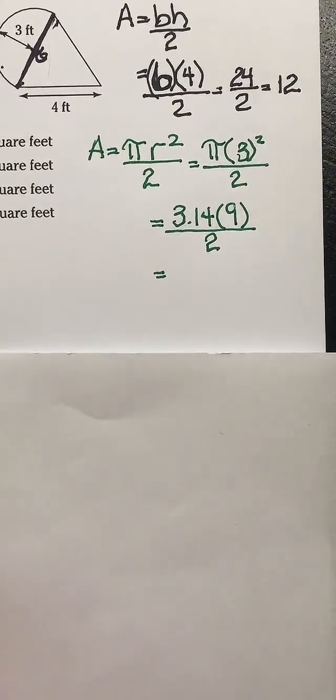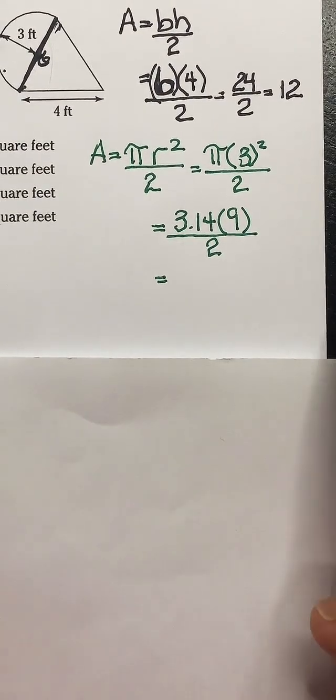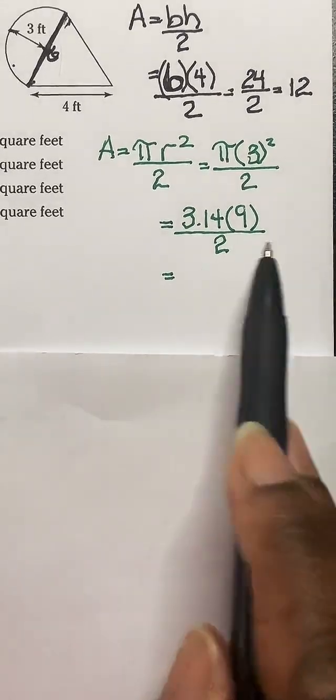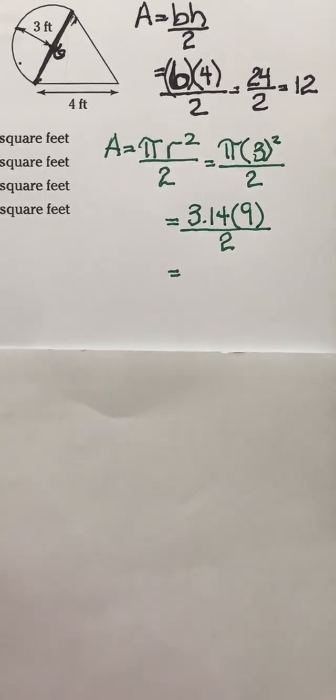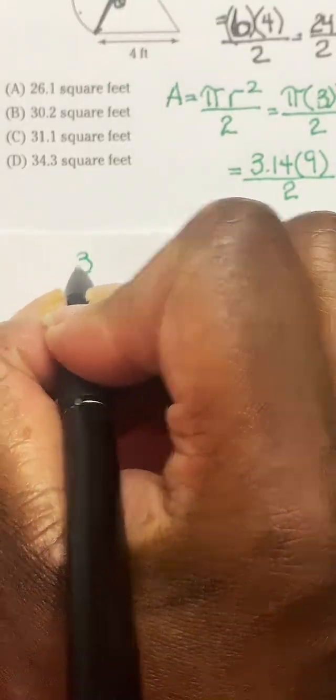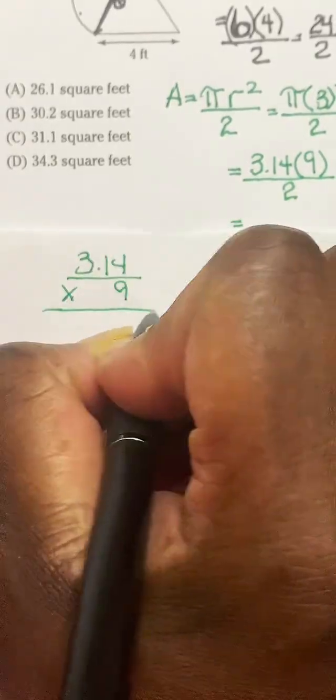So here's the sad part. Even for the ASVAB, you can't use a calculator. So you're going to have to do all your calculations by hand. That means you've got to do old time multiplication by hand. So we have our 3.14. I might as well just times it by 9.